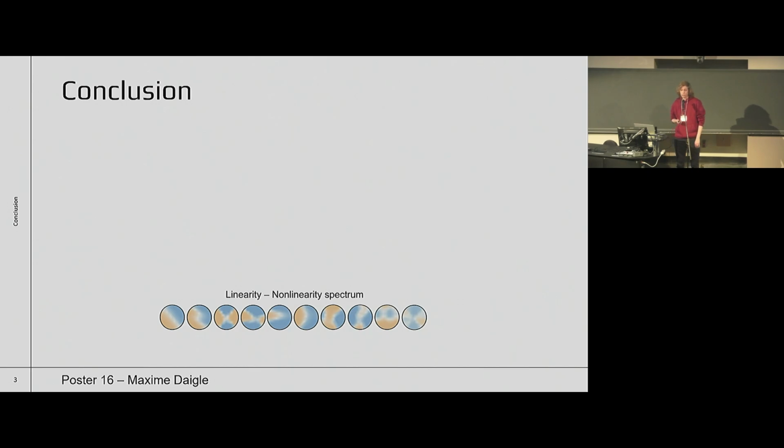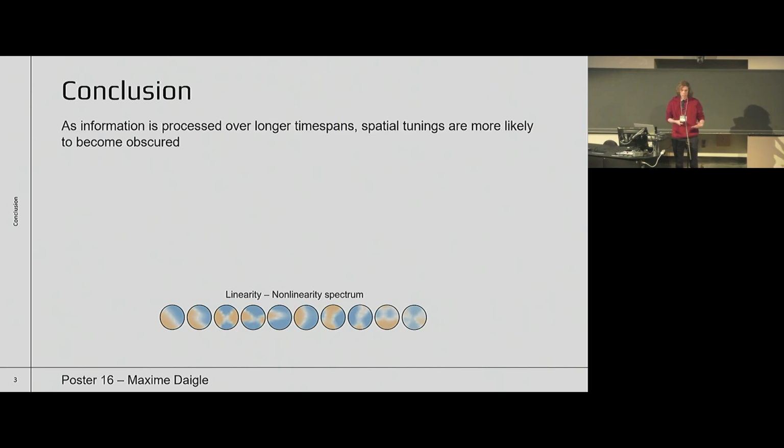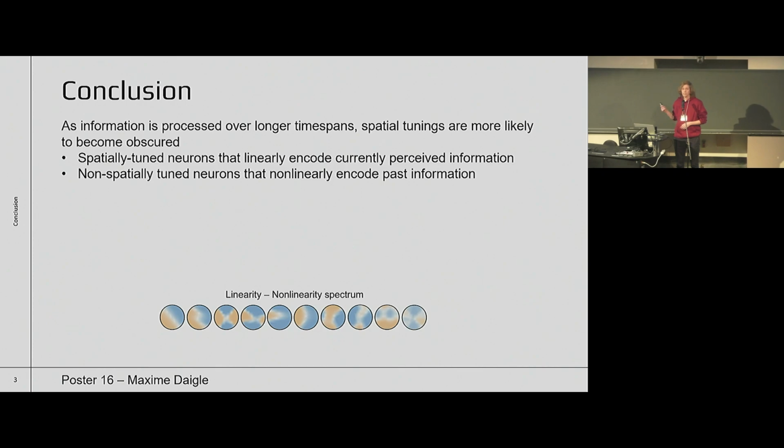So together it would suggest that as information is processed over longer and longer time steps, those spatial tunings are more and more likely to be obscured, creating those two different neuron profiles that are not really about spatial and non-spatial processing, but about the linearity of these processes. And so it creates these spatially tuned neurons that linearly encode the perceived information and the non-spatially tuned neurons that non-linearly encode past information.